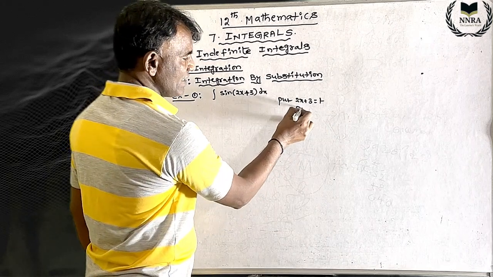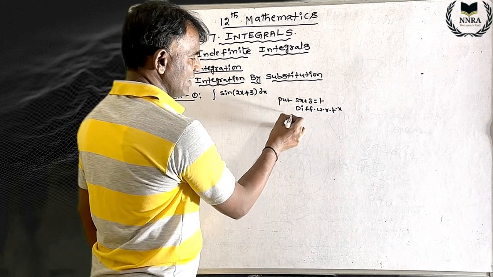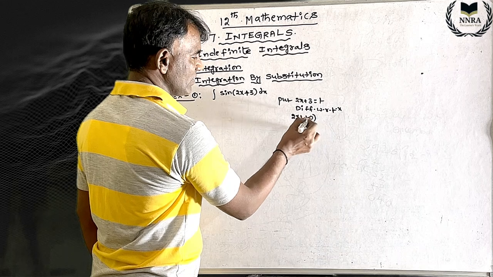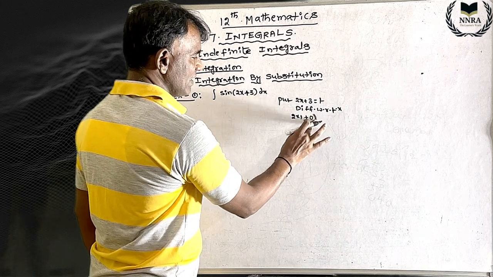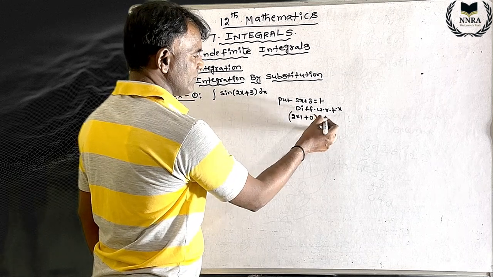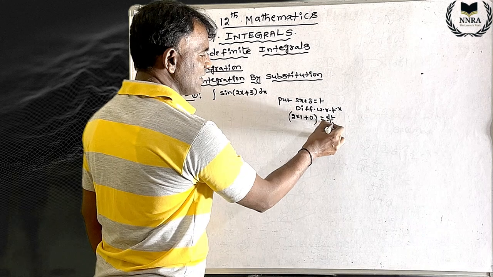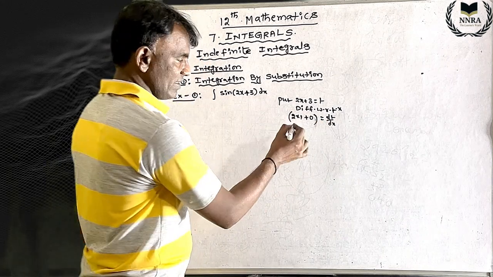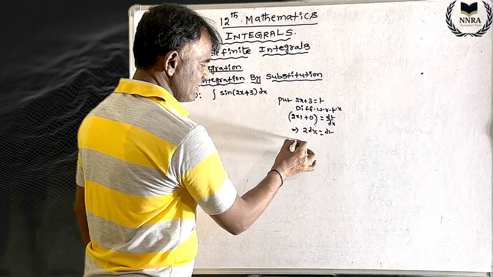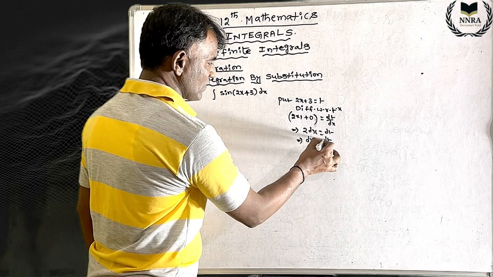Now differentiating with respect to x. Here 2 into derivative of x is 1, and derivative of constant is 0. Right? On the right hand side the bracket is not required, but if you want you can write it, no problem. If you differentiate t with respect to x, we get dt by dx, and this can be written as 2 into dx equal to dt. But we want only the dx value, that can be written as dt divided by 2.